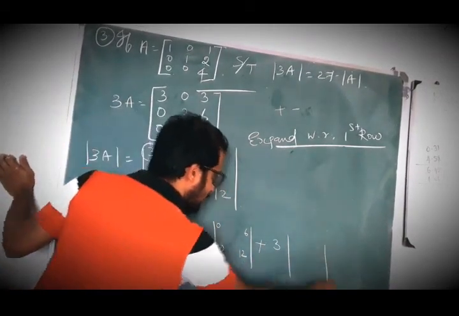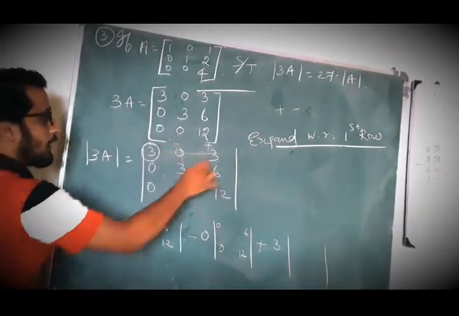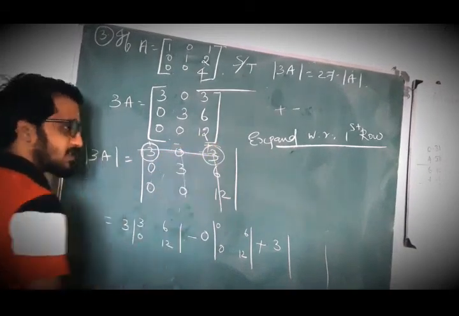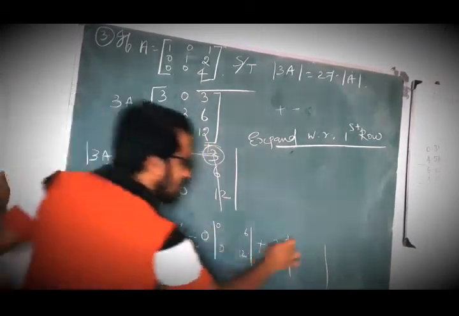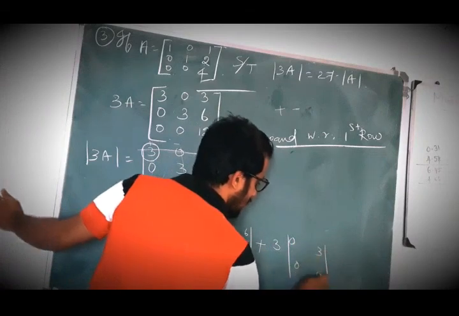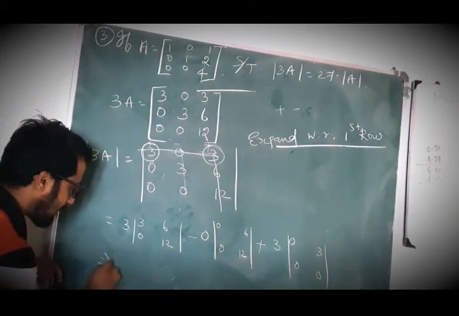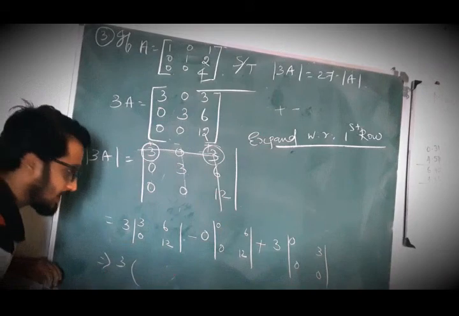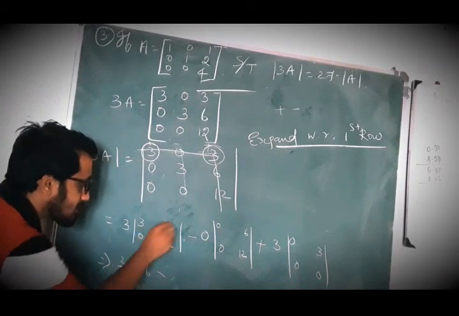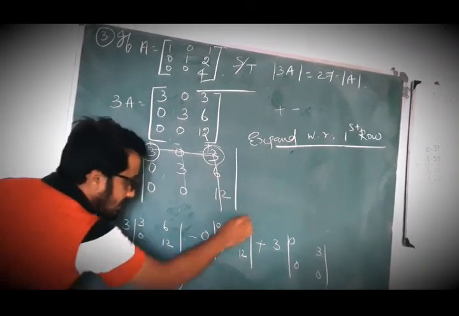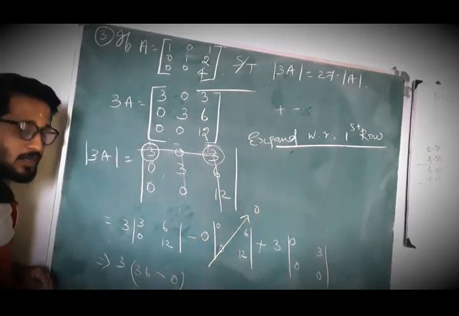3 into, 3 into what? 3 into, again, this row and this column: 0, 3, 0, 5. Now, expand. Listen here. 3 into 12, 3 is 36. 36 minus 6 zeros are 0. This entire element will become 0 because 0 is there.